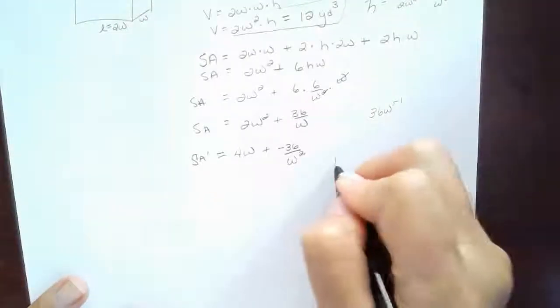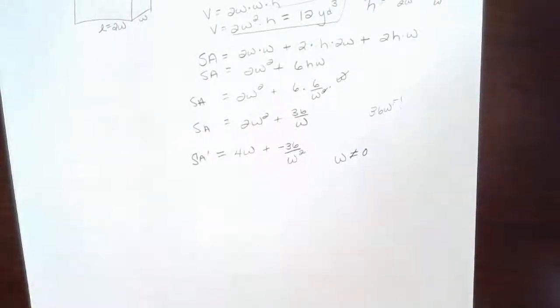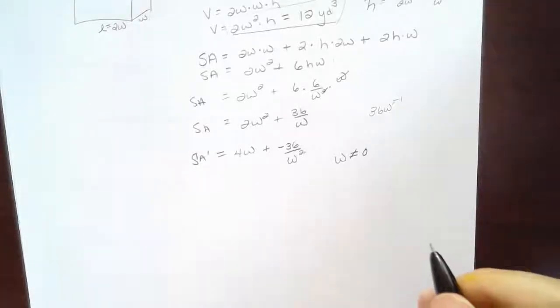Now, in this instance, the derivative doesn't exist when W is 0, which doesn't make sense in the context of our problem anyway, because we can't have 0 width. So that would be one of the critical values that we're going to ignore because it doesn't make sense.